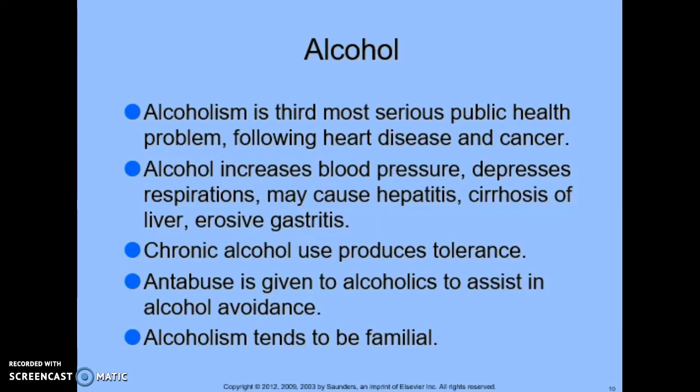Antabuse is given to alcoholics to assist in alcohol avoidance, and we've seen in study upon study that alcoholism tends to be within families. Alcohol is one of the oldest and most abused drugs in the United States. And the physical effects of chronic alcohol use are atrophy of the cerebrum and loss of intellectual function. So it's really affecting our brains.